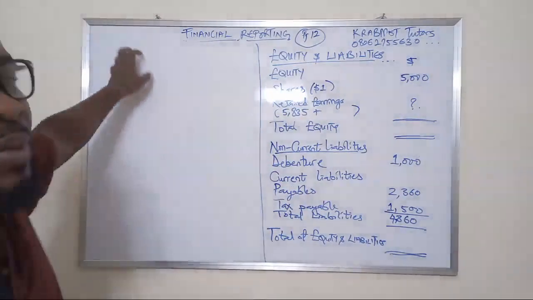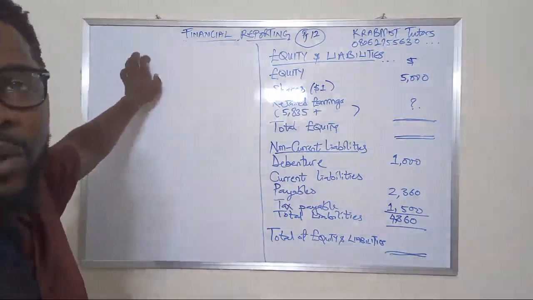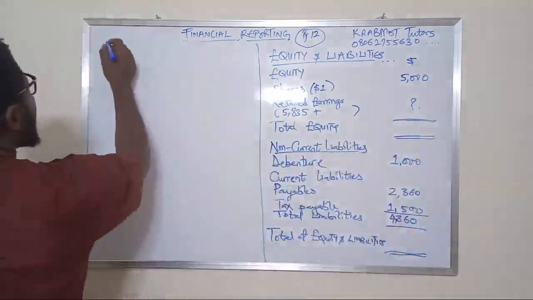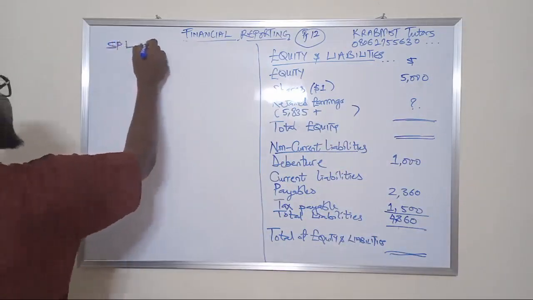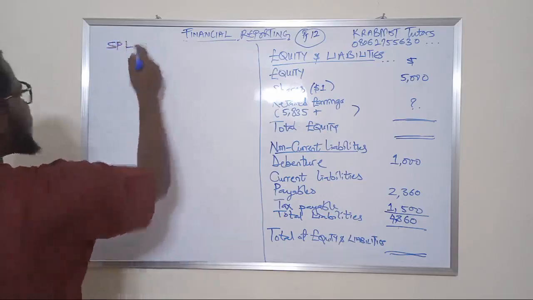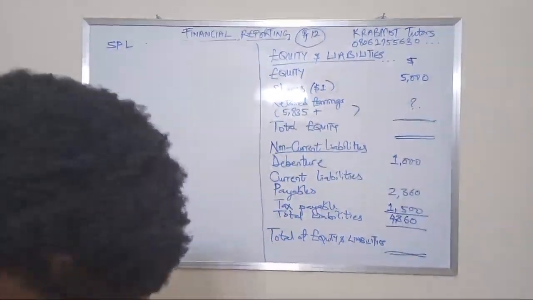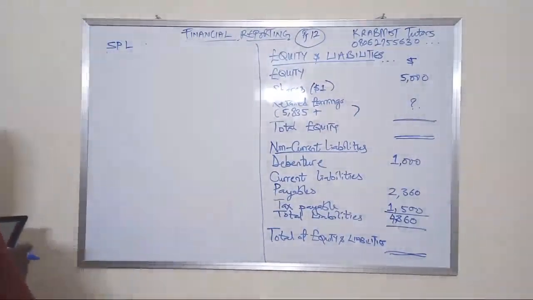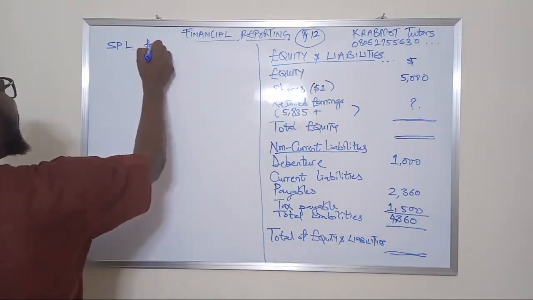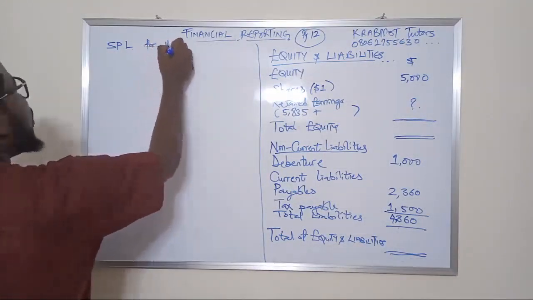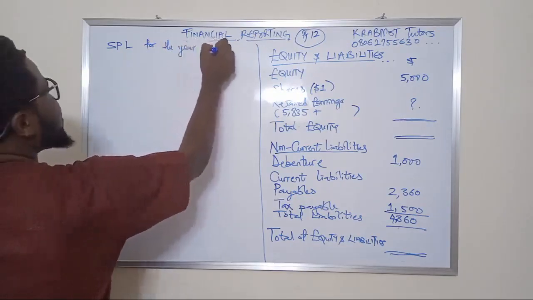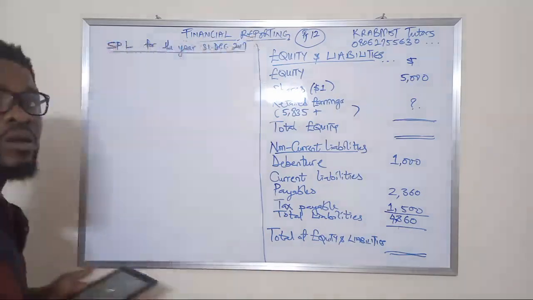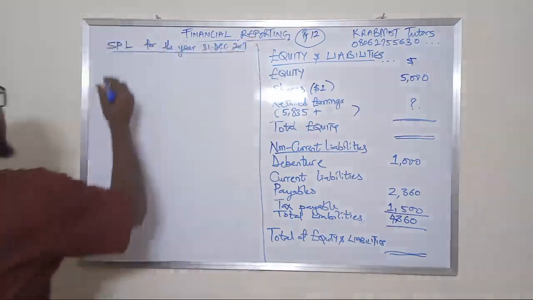So I'm going to do the statement of profit and loss here. By the time we are done with it, I can put the figure here and we can just complete it. So SPL for the year 31st December 2017. What do we have? Revenue.